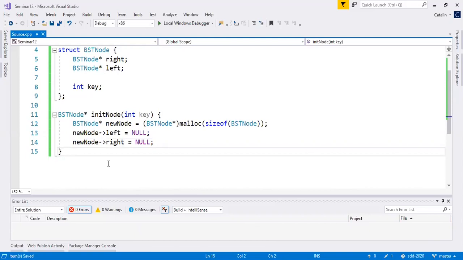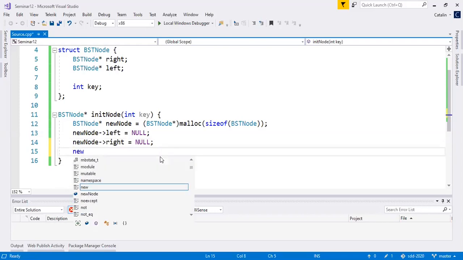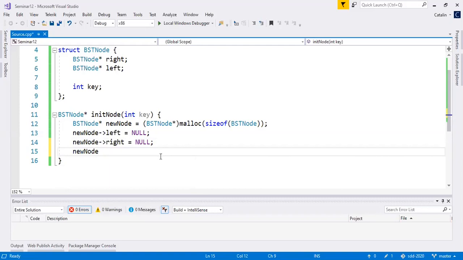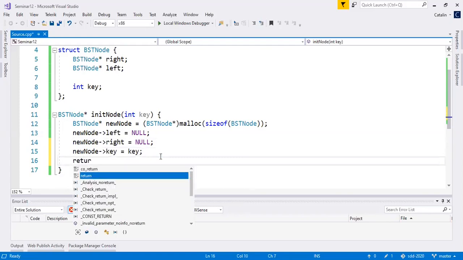Now, what else do we need? Now, in order to print the key, yeah, and to return it. New node key equals key. I simplified it too much. So yeah, okay, key. Okay, and return new node.